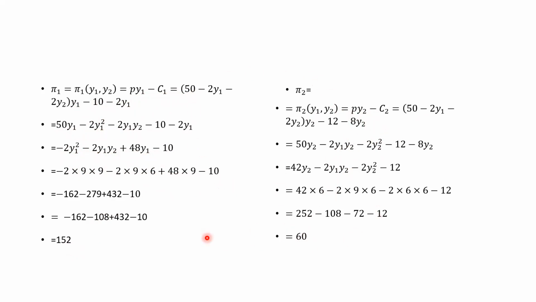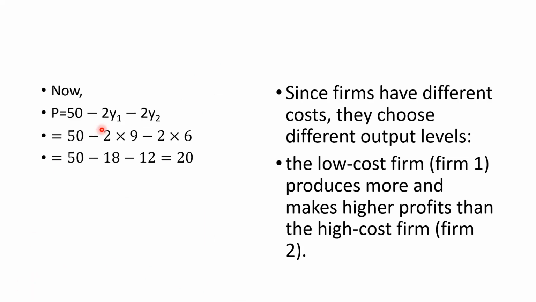You have found, what have you found? You have found the reaction functions of the two firms, and you have found the output levels of the two firms, and now you have found the profit levels of the two firms. Now price is equal to what? 50 minus 2y1 minus 2y2, it's equal to 50 minus 2 into 9 minus 2 into 6, it's equal to 50 minus 18 minus 12 equal to 20. Okay, so ultimately now you have found everything.